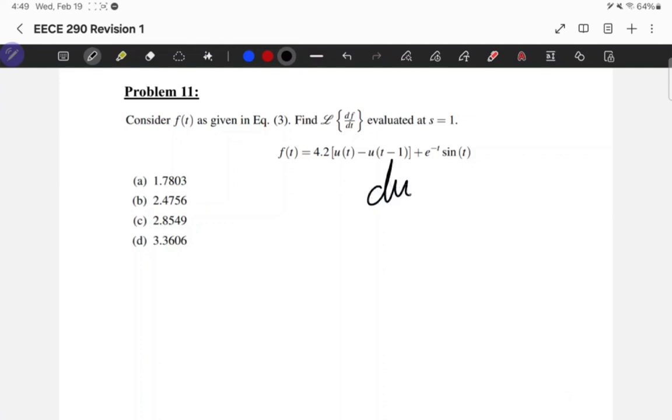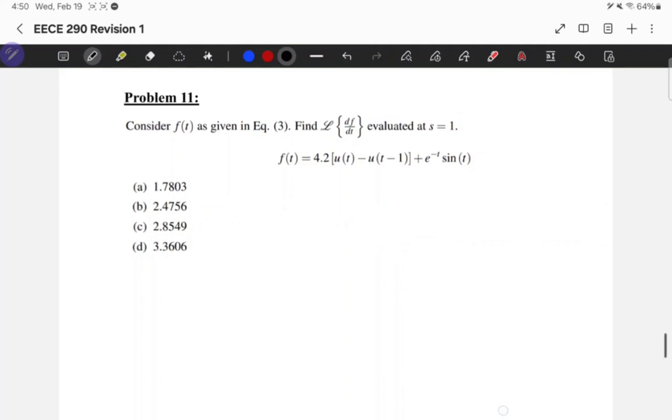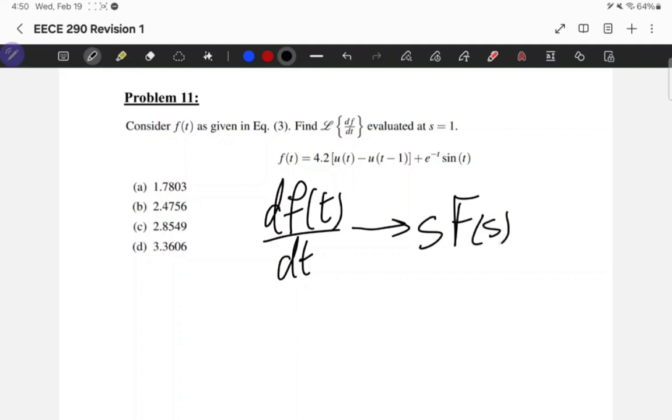Now I know that the derivative of u of t dt is equal to the impulse response, but still it's not very comfortable to deal with. So I propose another method, which is to notice that df by dt transforms into s F of s minus f at 0 minus. Basically, this is included in the formula sheet given in the exam. So I do the Laplace transform of f of t, I multiply it by s, and I subtract f evaluated at time equals 0 minus from the entire thing. So here we go.